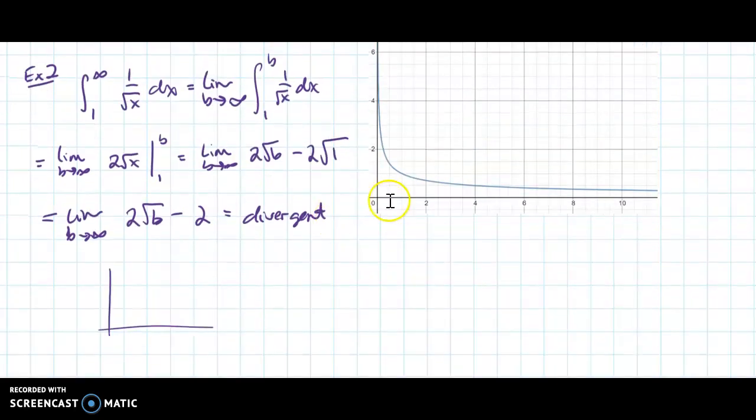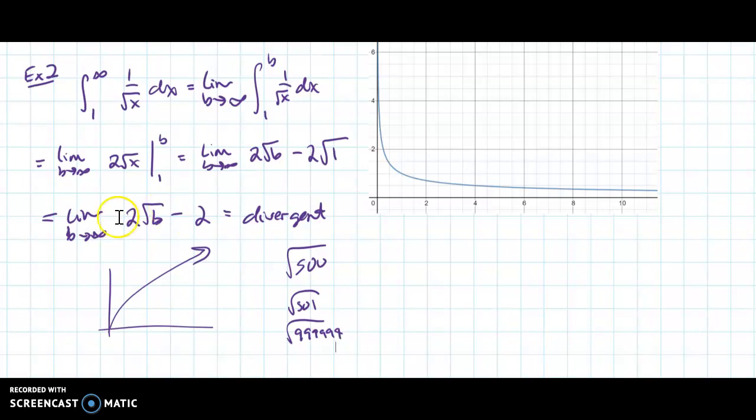Remember, root x looks like this, right? Well, maybe it flattens a little bit, or it doesn't go up as steeply. It does continue to go up, and that's the idea of like root 500. Well, root 501 is going to be bigger. And if I were to look at root 9999999, if I were to add 1 to that, its root would be bigger than the root of that however many nines. So this thing goes to infinity. Therefore, the integral is divergent.